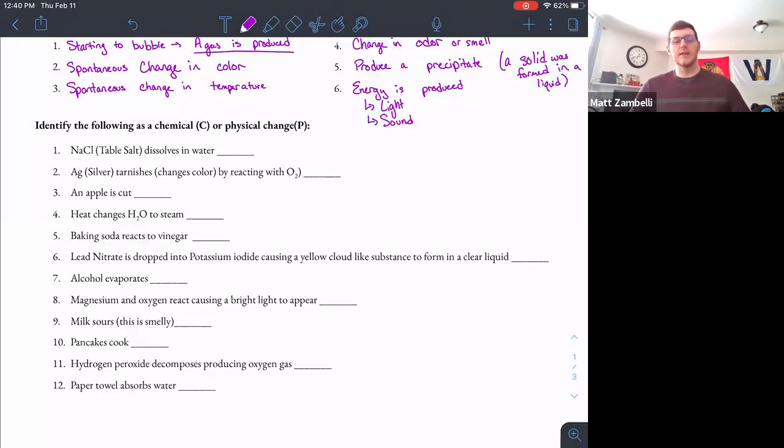All right, guys, we are going to use the chat for this one because I want as many people to tell me what they wrote down as possible. So that first one, NaCl, table salt, dissolved in water. Is that a physical or a chemical change? Either type P or C. Send it in the chat.